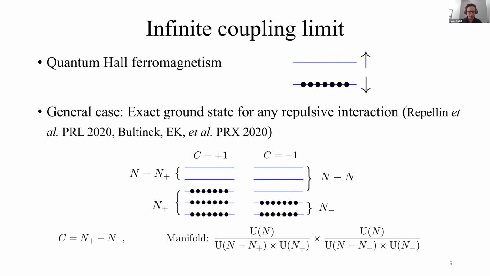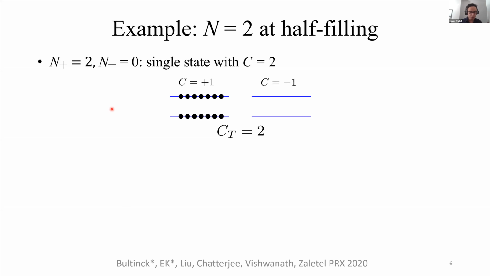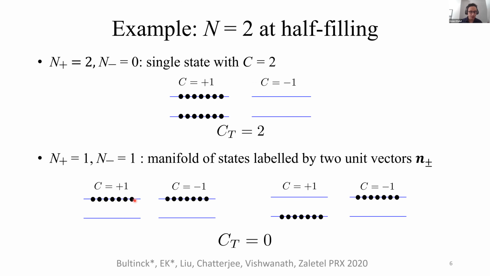If we take n equals 2 at half filling, then we have 2 options. The first is to fill 2 bands on the same Chern sector, and then leave the other Chern sector empty. This gives us a state that has Chern number 2, but this state is U(2) times U(2) invariant, so we just have a single state. We don't get a manifold. On the other hand, if we fill one state here and one state there, we get Chern number 0, but here we get a manifold of states because we have the freedom to choose which state to fill here, and this freedom is parameterized by essentially a 3-dimensional unit vector.